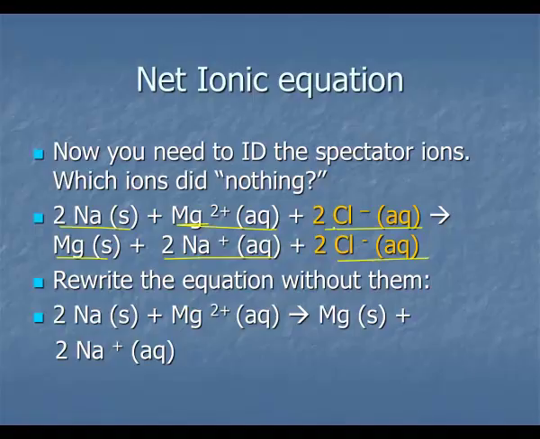So what I like to do, and I'll allow you to do this on your worksheets, is just cross off your spectator ions. Literally put a cross through them, and you won't have to do what I did, which is rewrite the equation down below. If you just cross off your spectators, then you're done.